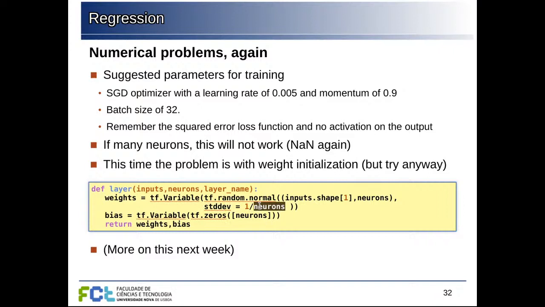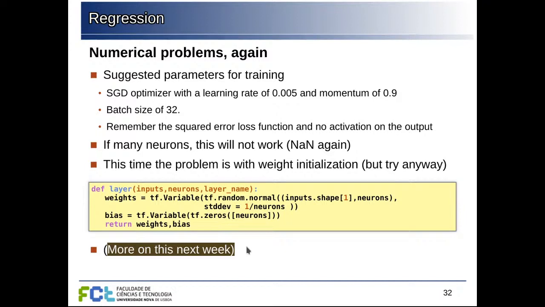This is a good heuristic. It works at least most of the time in this particular case. There are more sophisticated methods of initializing weights. They generally use this kind of reasoning, looking at the number of neurons in one layer, in the next layer, and so on. But we're going to look at this in more detail next week when we start using Keras, because we're not going to implement all of these by hand.